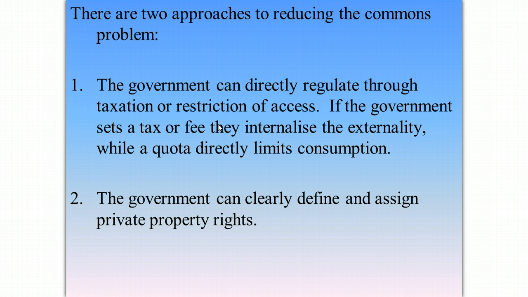But then you get the trade-off. You're charging people for emails that have a social benefit, and then you're trying to prevent emails that don't. If the tax is too high, the benefits of doing so will be lower than the cost. Or the government can clearly define and assign property rights. When property rights are in play, you don't tend to have overuse problems.